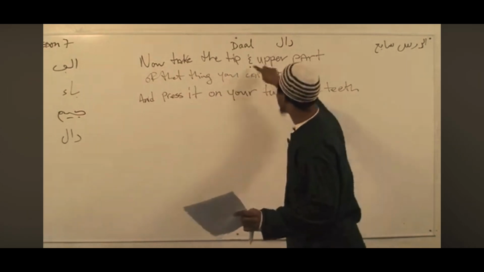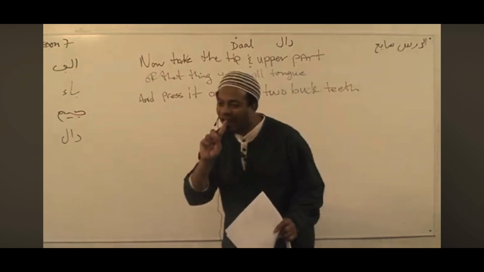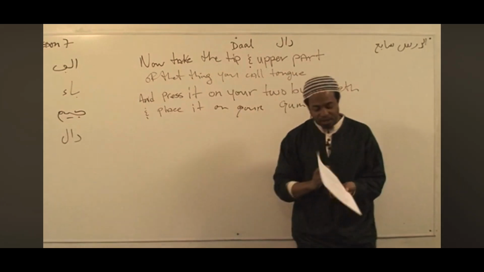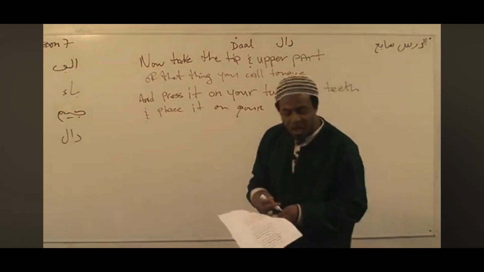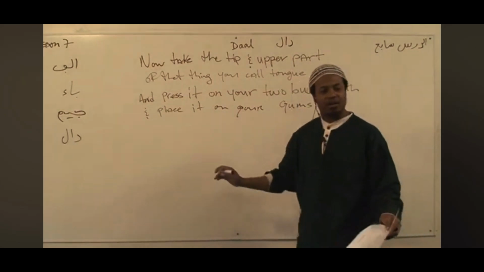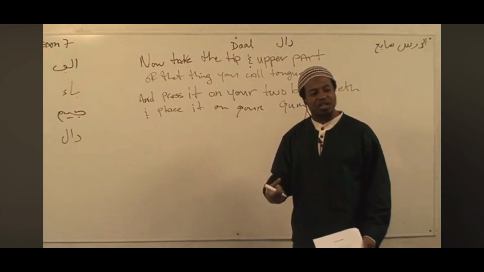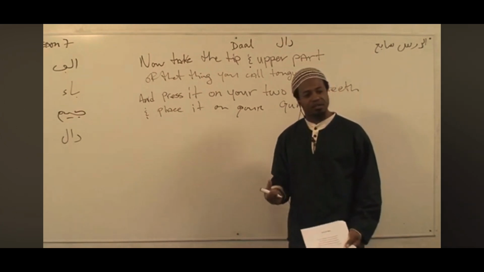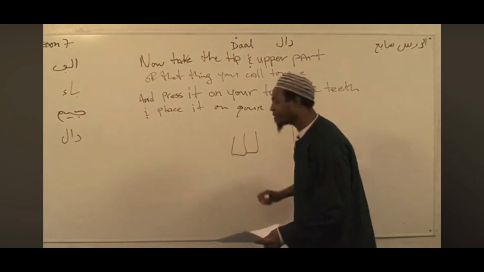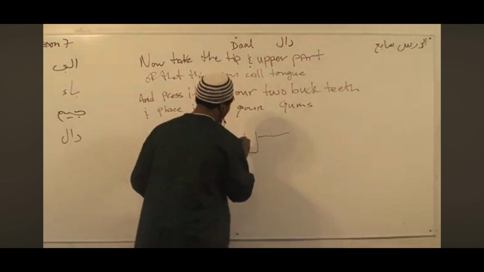And press the tip and upper part of that thing you call tongue on your two buck teeth and place it on your gums. Let me explain something to you. Why does it say place it on the gums and press it on your two buck teeth? This is not a medical class, but in dealing with pronunciation of the letters, you have to know certain things. Certain things have to become clear. Here go so-and-so's two buck teeth. Here go so-and-so's gums. Okay?